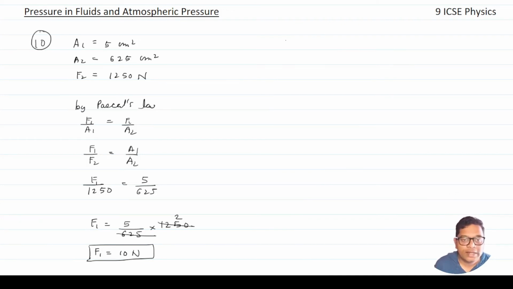In question number 11, in all these questions, the assumption, as Pascal's law says, is that the liquid is a confined liquid. It is inside the cylinder. There is no leakage from these cylinders which are connected. Then only Pascal's law will be followed.